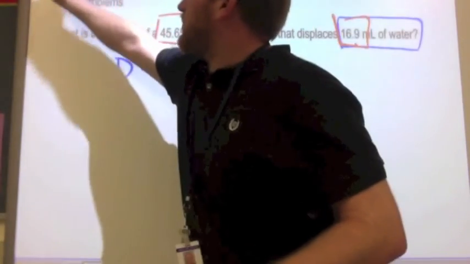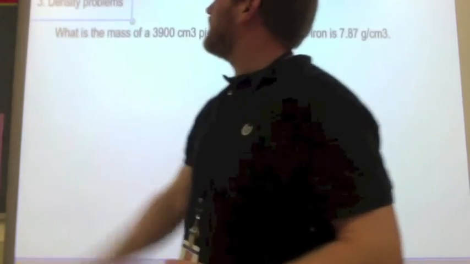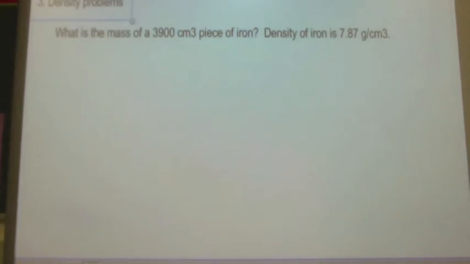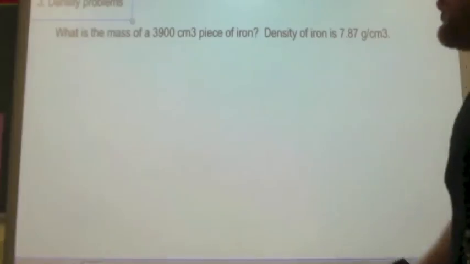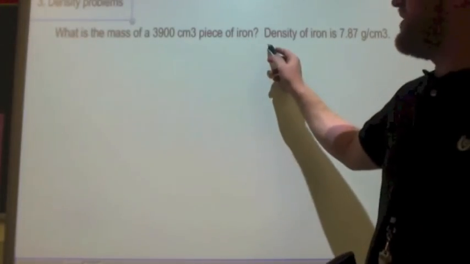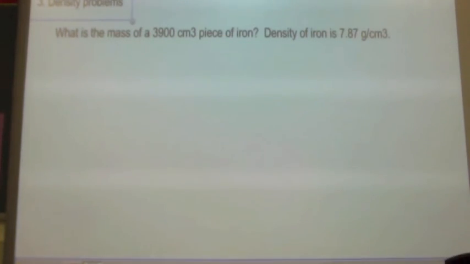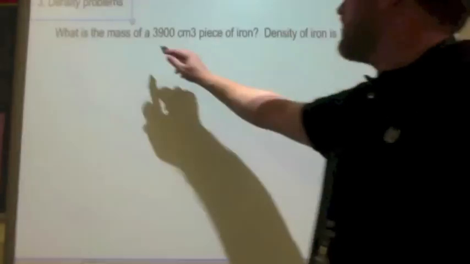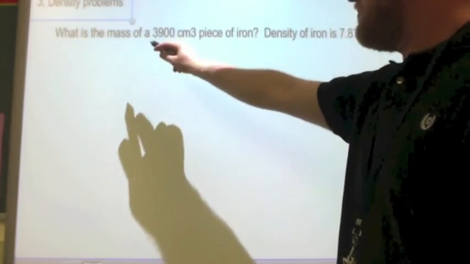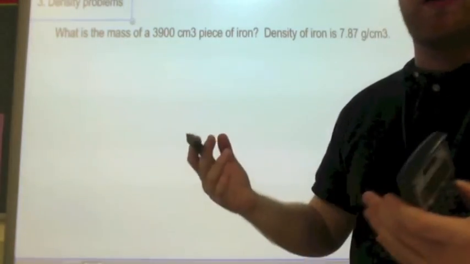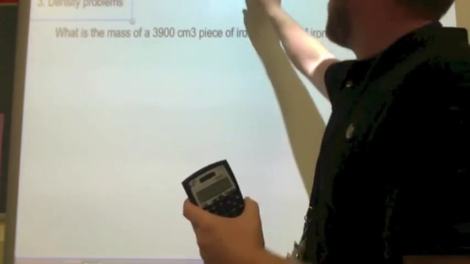Okay, next one. You might want to pause the video, work this out, and then play. What's the mass of a 3,900 cubic centimeter piece of iron? Density of iron is 7.87 grams per centimeter cubed. Well, we're looking for mass. So you can either rearrange mathematically, or work with a triangle, which I prefer to do.